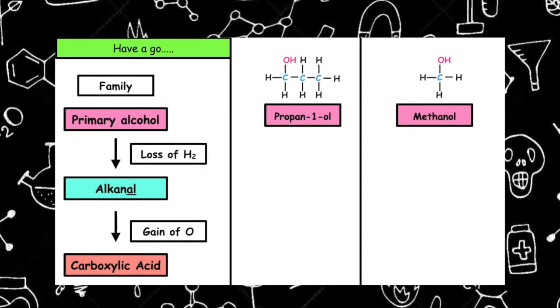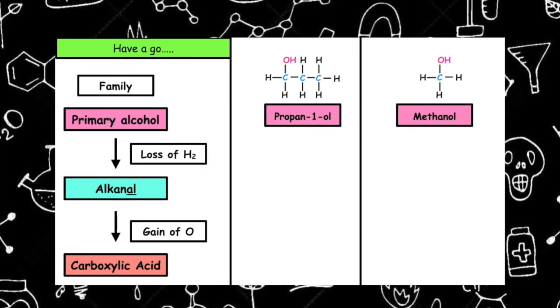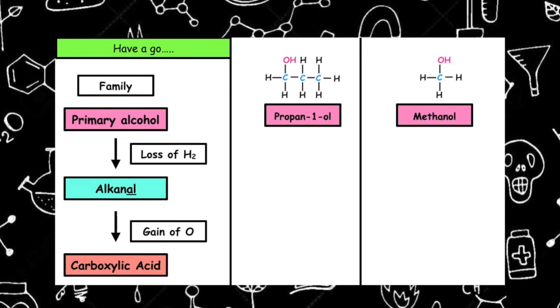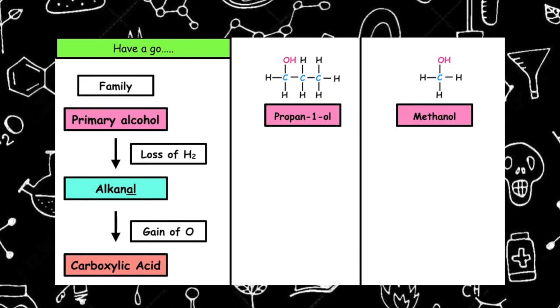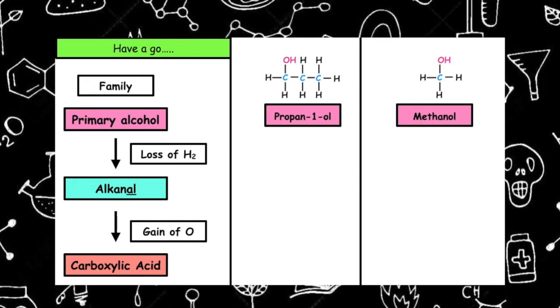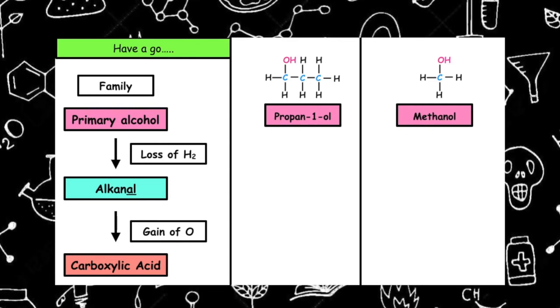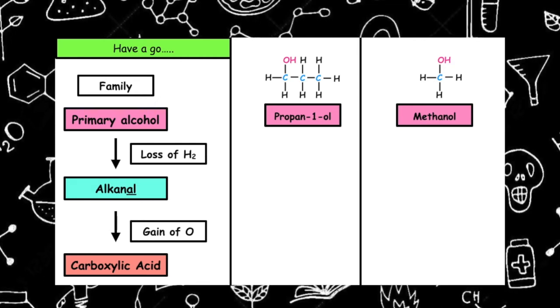So here are some examples for you to have a go. I have given you the full structural formula and name of propan-1-ol and methanol. So what I would like you to do is take them through each stage of oxidation, drawing the full structural formula for the product and naming each product produced. When you're ready, the answers will pop up on the screen and you can double check your answers.